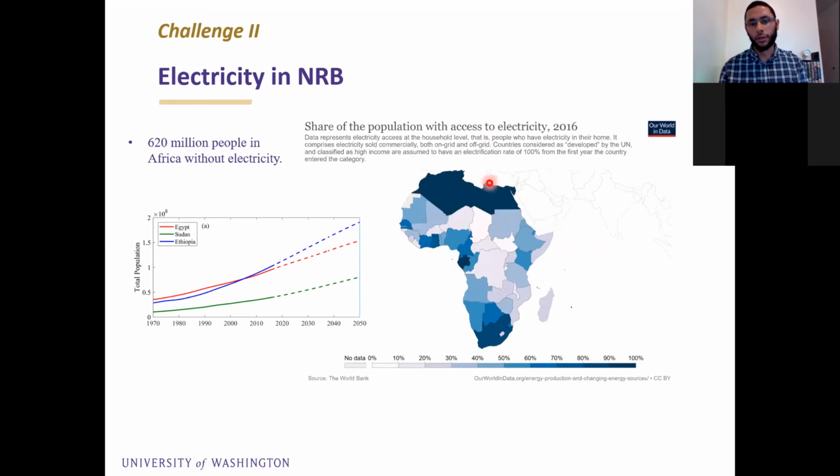And I know that in North Africa, like Egypt, Libya, Algeria, more than 90% of the population have access. But the rest of the African countries don't have that much access to electricity. This will probably be more challenging in the future as the population is increasing. The chart here shows how the population increased from 1970 to 2020. But even looking further toward the future, up to 2050, you see the population in the three countries, Egypt, Sudan, and Ethiopia, is growing faster and faster. So with this population growth, I think we are expecting that more people will suffer from a lack of electricity access.